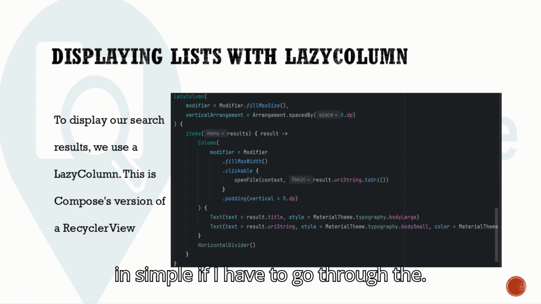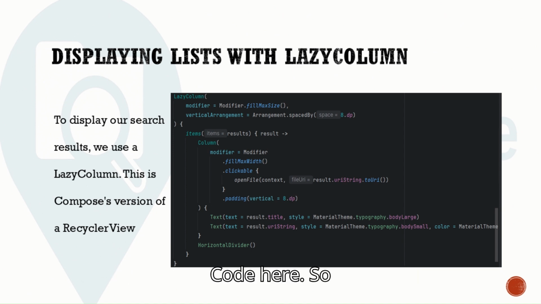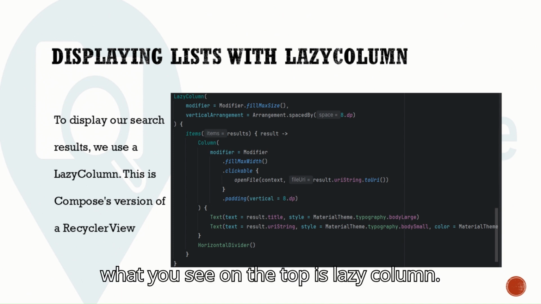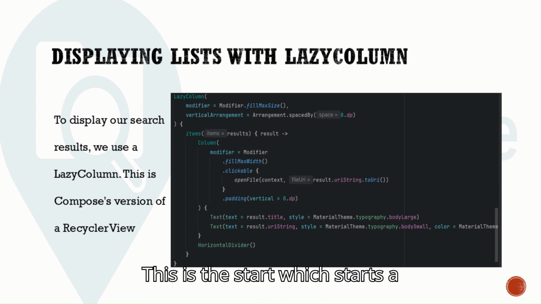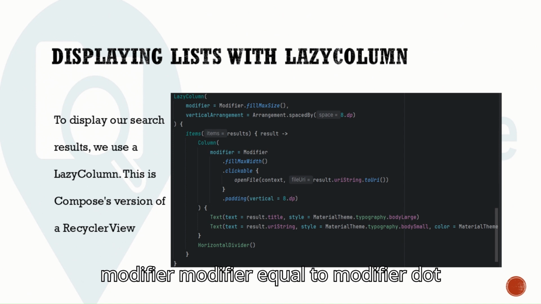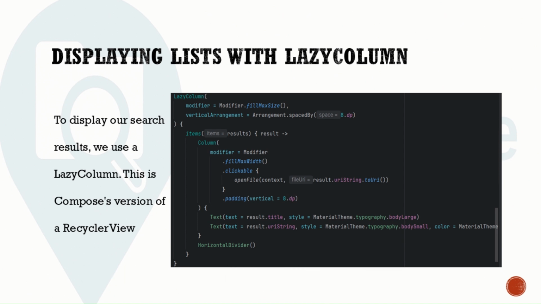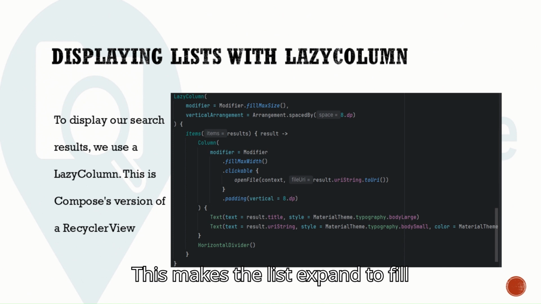So in simple terms, if I have to go through the code here, what you see on the top is lazy column. This is the start, which starts a vertically scrolling list. It is lazy because it is only rendering the required items currently visible on the screen, which is very efficient for managing long lists. Then you see the modifier equal to modifier dot fillMaxSize. This makes the list expand to fill all available screen space. This is the use of this particular line of code.